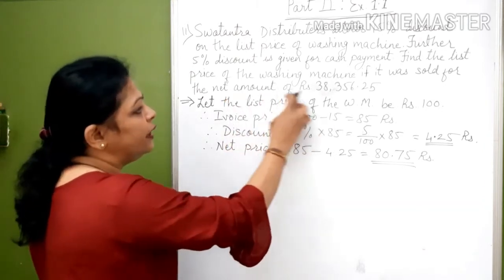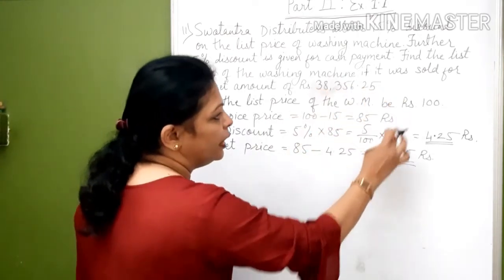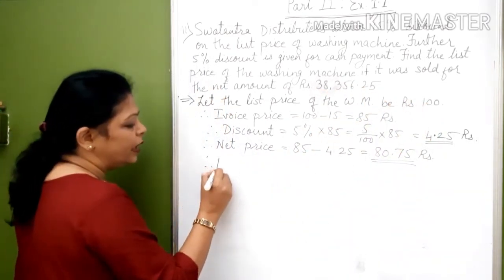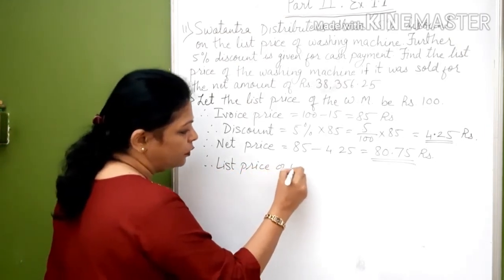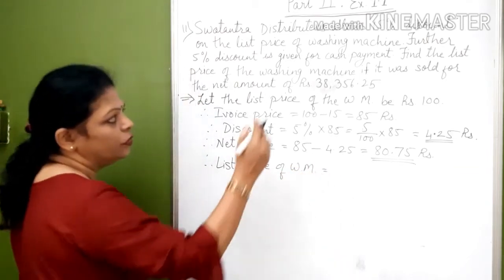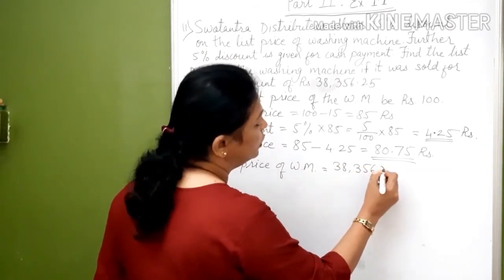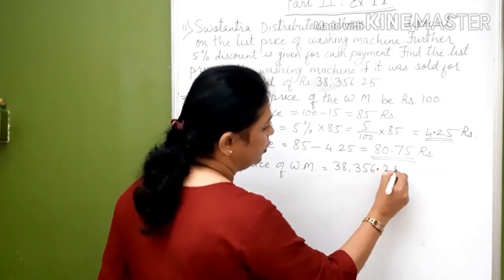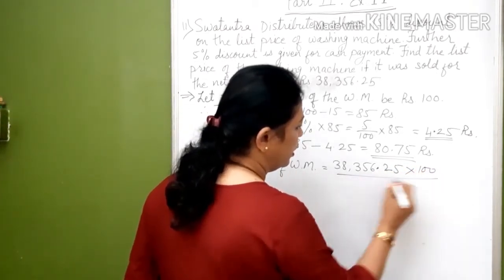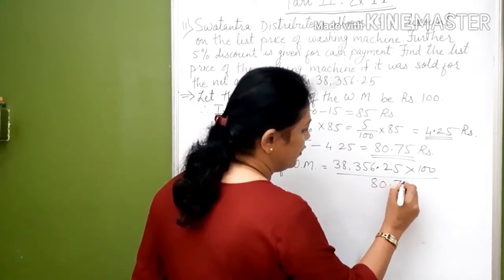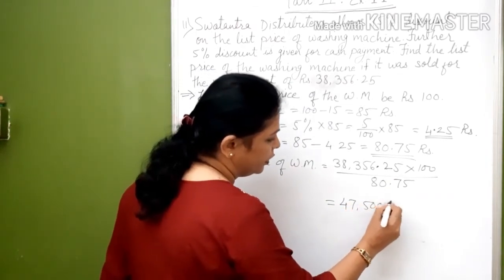Correct? Now in the sum the net amount is 38,356.25. For this you have to calculate the list price. So we'll write, therefore, list price of the washing machine will be equal to 38,356.25 into 100 upon 80.75. So this comes to 47,500.